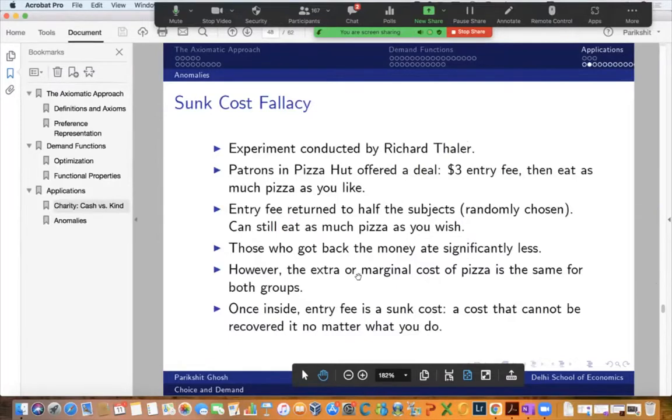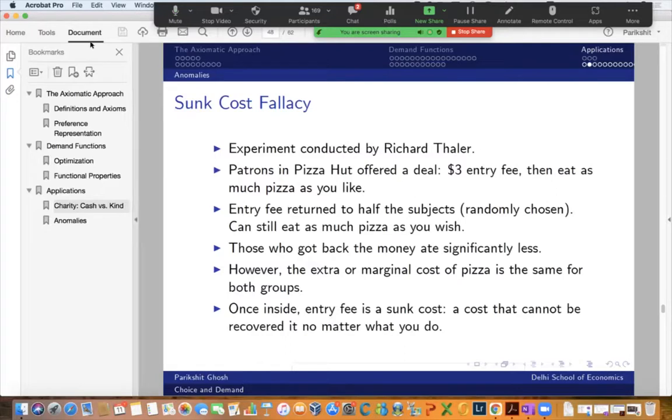Sunk cost. Did I talk about the pizza experiment? No, sir. Okay. So, we talked about sunk costs, right? And the basic principle is sunk costs ought to be ignored. Now, in real life, do people overlook sunk cost? The answer is not always.